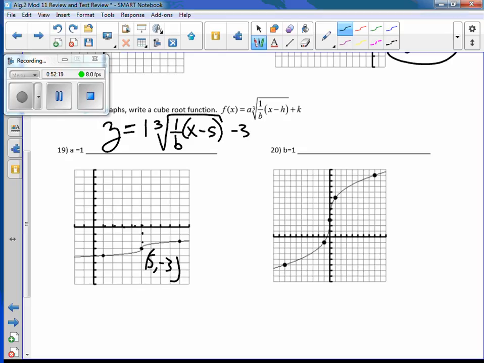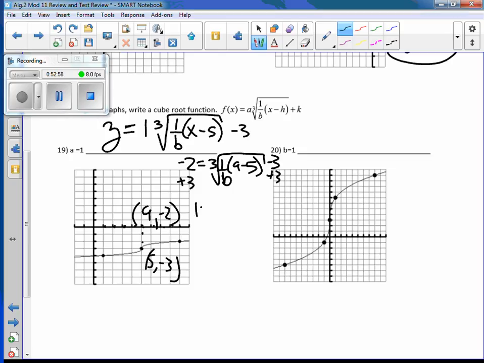Okay, so now the next part, remember, like I said, is you need to pick another point. So I'm going to pick this one right here. So that's 1, 2, 3, 4, 5, 6, 7, 8, 9. So that's 9 comma negative 2. So there it is. Let's go ahead and substitute it in. So this will be negative 2 equals the cube root of 1 over b of 9 minus 5, minus 3.